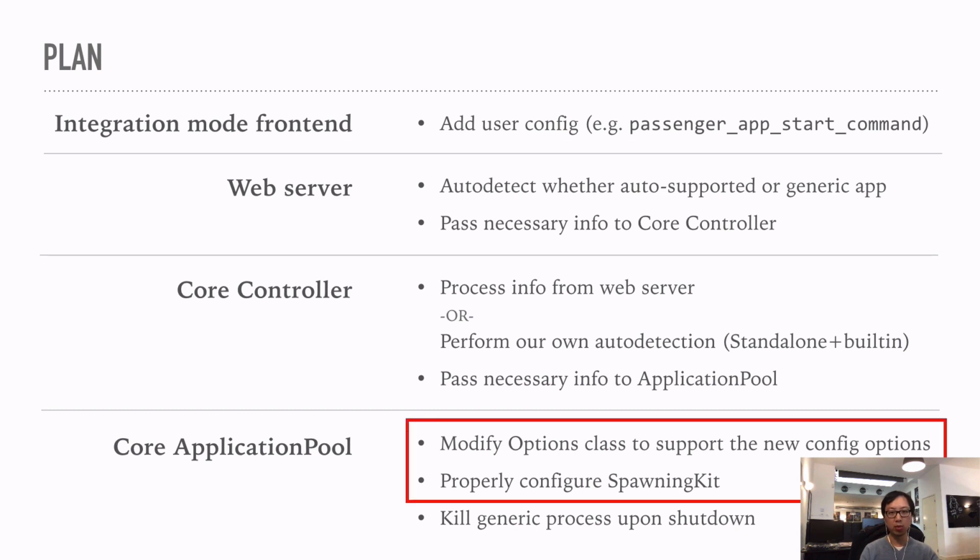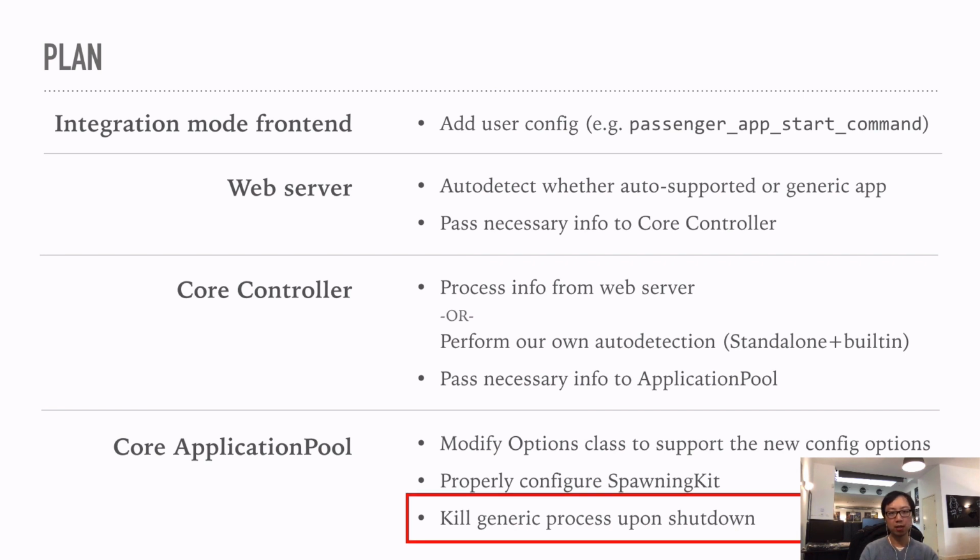Next, we're going to modify the application pool to tell SpawningKit whether to use the auto-supported spawn flow or the generic spawn flow, along with the associated start command. And various data structures in the application pool also need to be updated in order to accommodate all this new information. Finally, we need to ensure that generic processes are properly cleaned up.